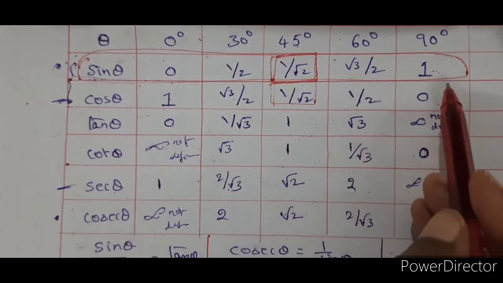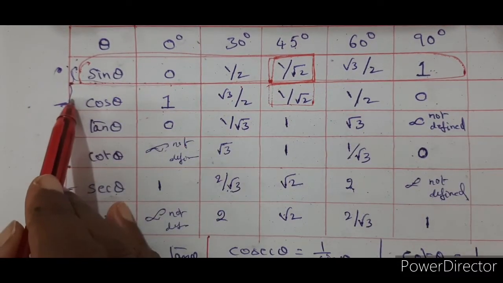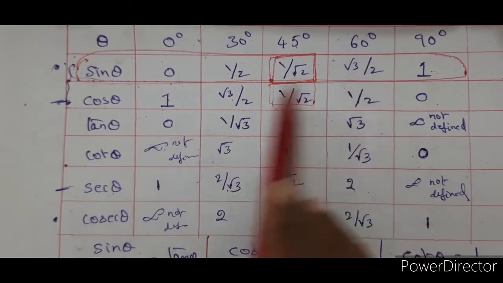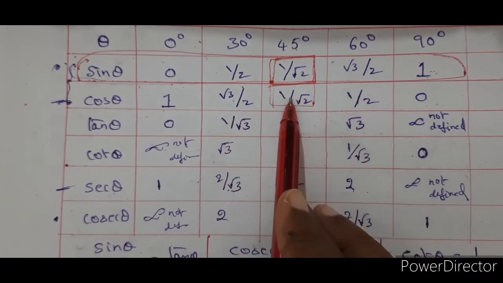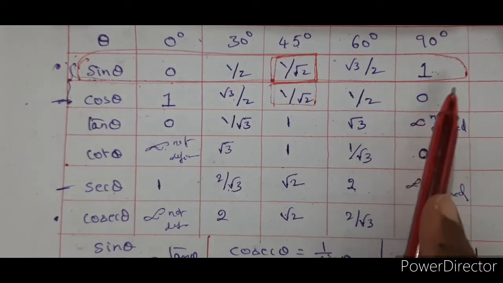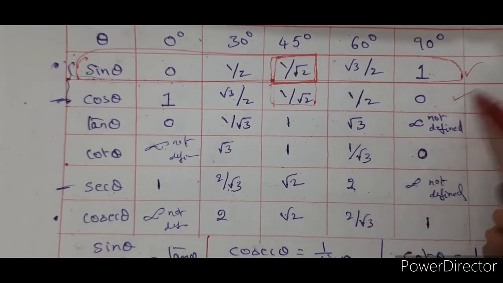Just write this and then put the values in reverse order. The last one will come here, the second one will come here, the central one remains the same, and this one will go here and this one goes here. That's all. Sine is done, cos is done.